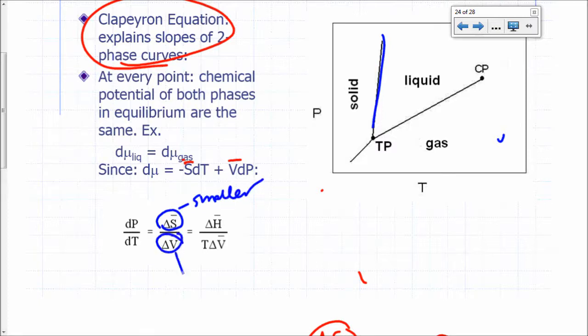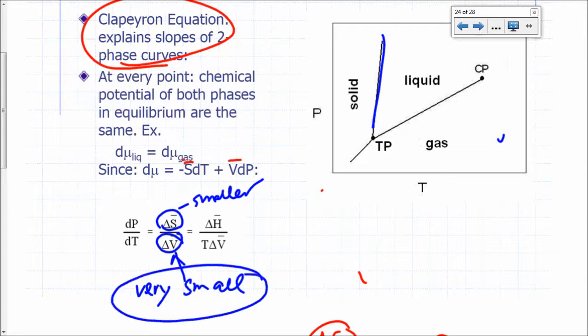And this delta V going from solid to liquid is also going to be very small. In fact, this is a very, very small change going from solid to liquid. So you have a very small denominator, okay? And this is actually what will predominate as far as this calculation is concerned. You have a very, very small denominator, hardly any change in the volume going from solid to liquid. So a very small denominator would make this slope very large. You have a very steep slope.